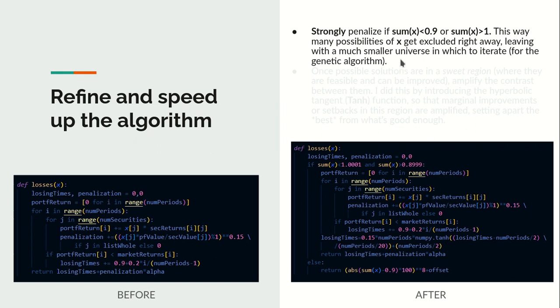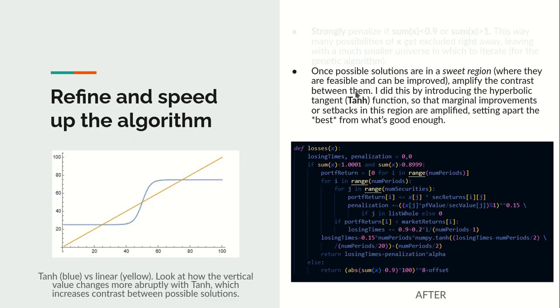What was achieved with this was that the values of x that received this penalization were immediately discouraged, so that there was a faster convergence to the region in which this constraint was met. And once the possible solutions were in a sweet region, where they are feasible and that they can be improved, I amplified the contrast between them.